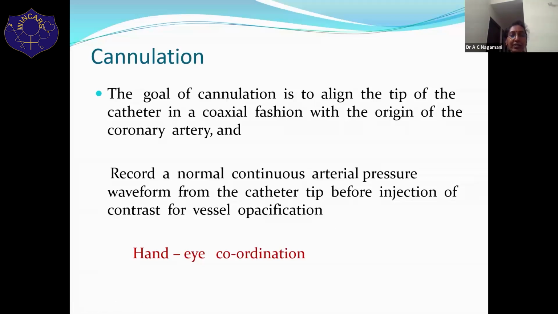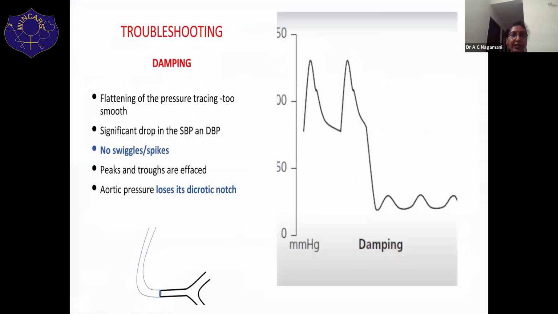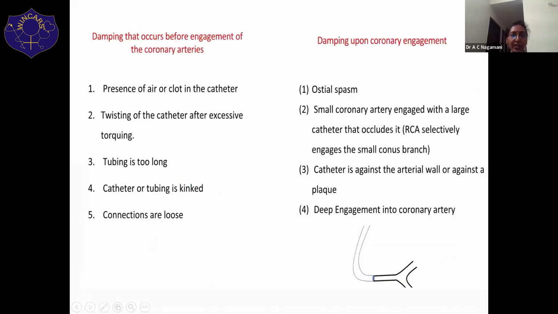So you should be looking at the ECG monitoring, looking at the pressure waveform, and there should be good hand-eye coordination. That is very, very important. So when you have damping, this is the normal pressure curve. What happens when there is damping? There is a significant drop in both systolic and diastolic BP. So you don't see any spikes or squiggles, peaks and troughs are effaced, and aortic pressure loses its dicrotic notch.